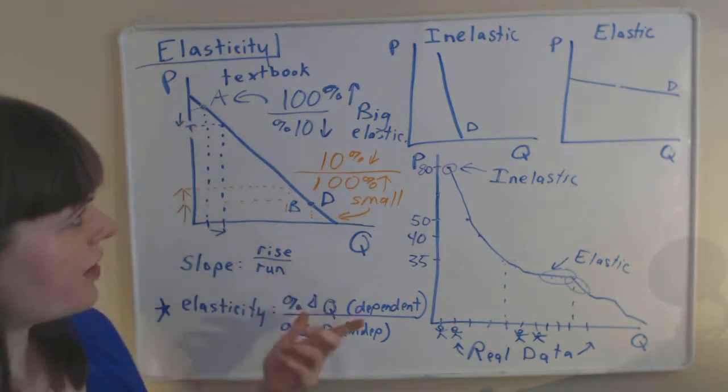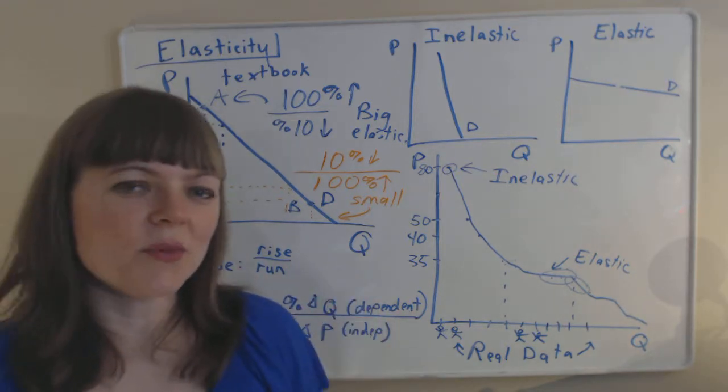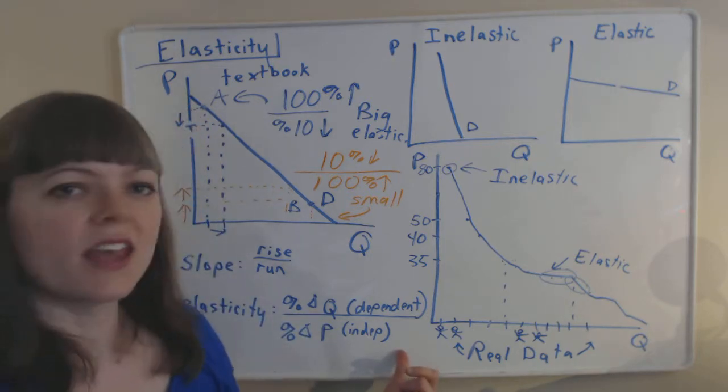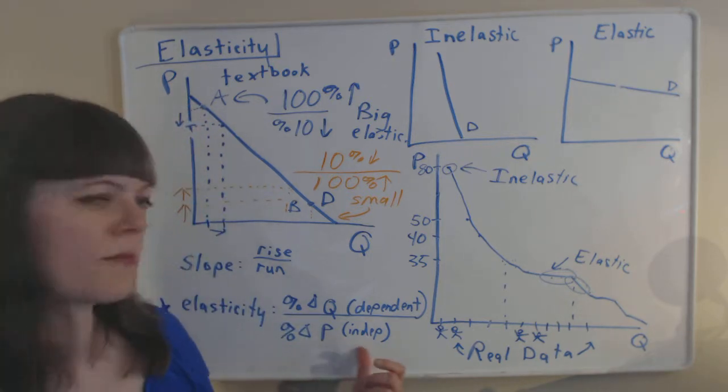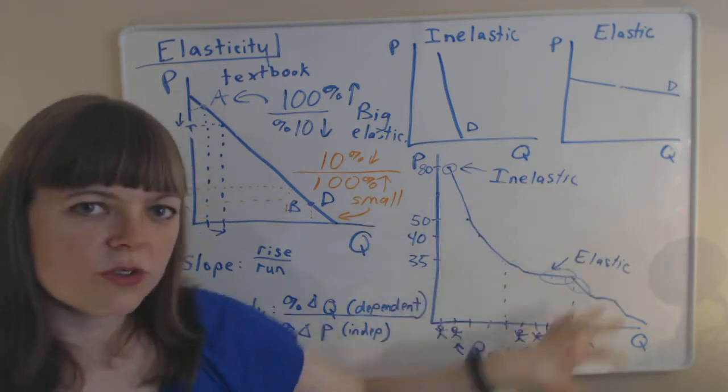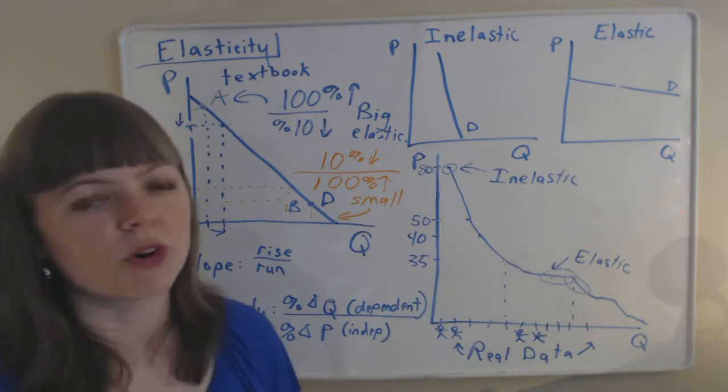So in this video, I hope I've answered the question: why do economists like to use elasticity, the percent change in the dependent variable divided by the percent change in the independent variable, instead of slope? I hope you're convinced that it's more useful when thinking about real-world data.